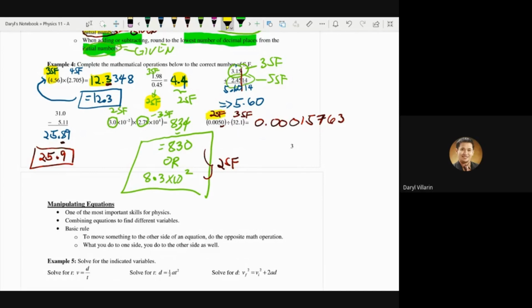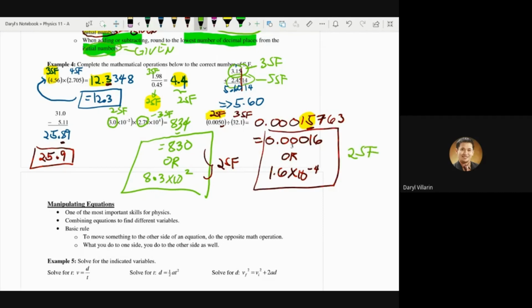And again, the 2 significant figures in my answer is only up to the 5. So if I'm going to write this one in the correct number of significant figures, I can write that one as 0.00016. Again, it's 6 because the digit after where I'm going to cut off, 7, is greater than or equal to 5. Or if you want to answer in scientific notation, that is 1.6 times 10 to the power of -4. So both cases give you 2 significant figures, which is what I want. Again, the final answer is in 2 significant figures.